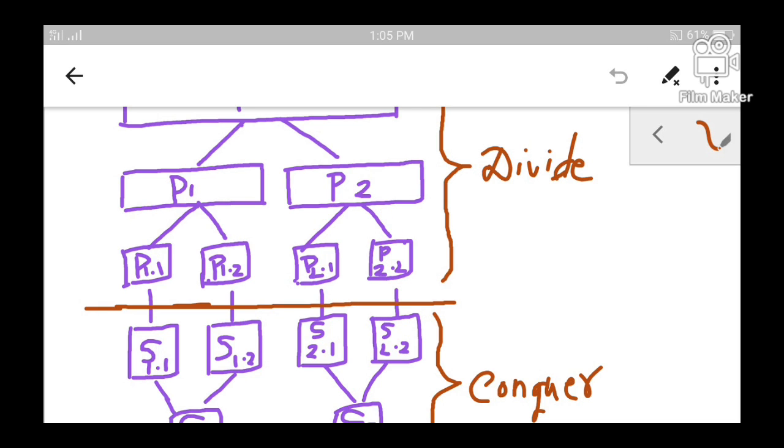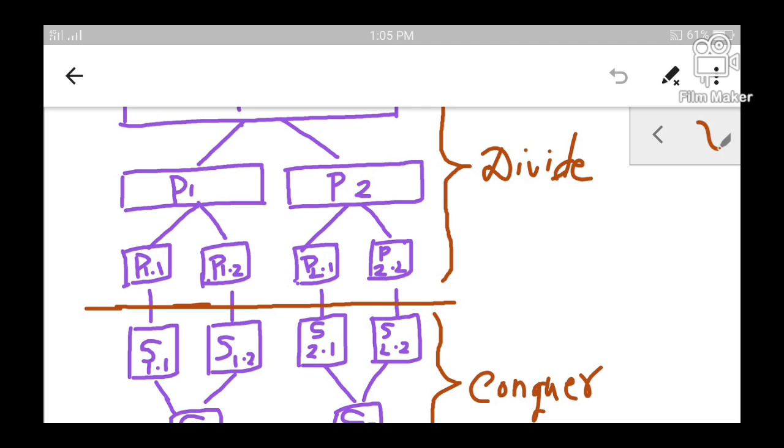Now instead of two subproblems, we have four subproblems. In the first level, I had only one problem. In the second level, I divided the problem into two halves, leading to P1 and P2, that is two subproblems. And in the third level, these two subproblems are further divided into two subproblems each. Finally, we have altogether four subproblems, namely P1.1, P1.2, P2.1 and P2.2.